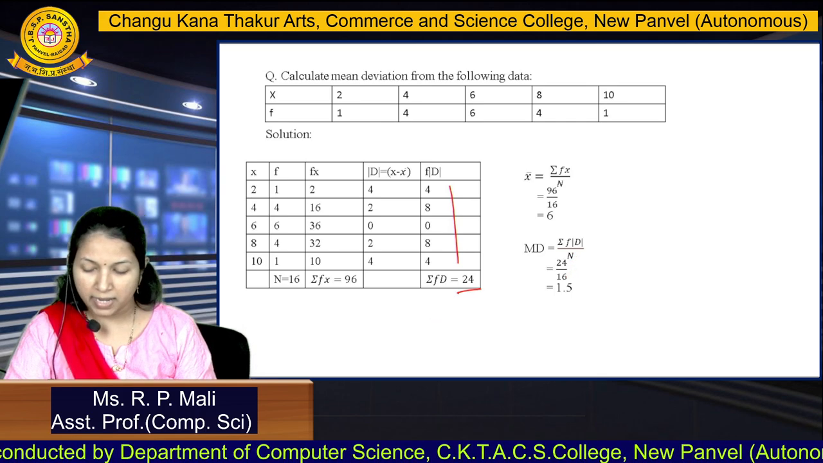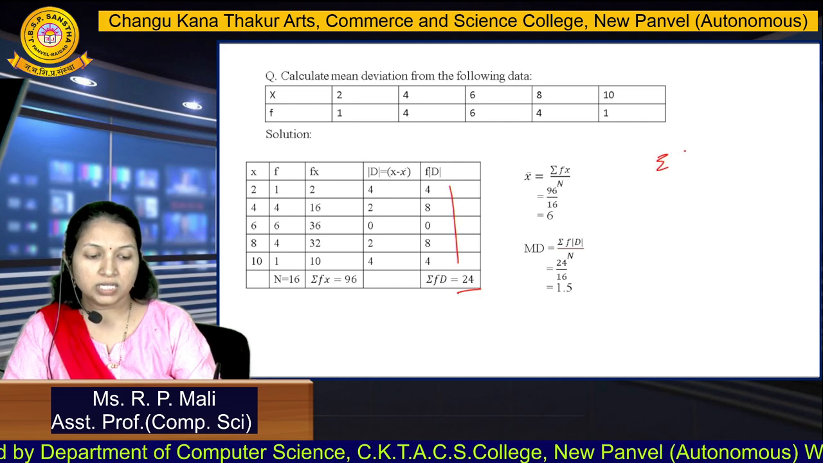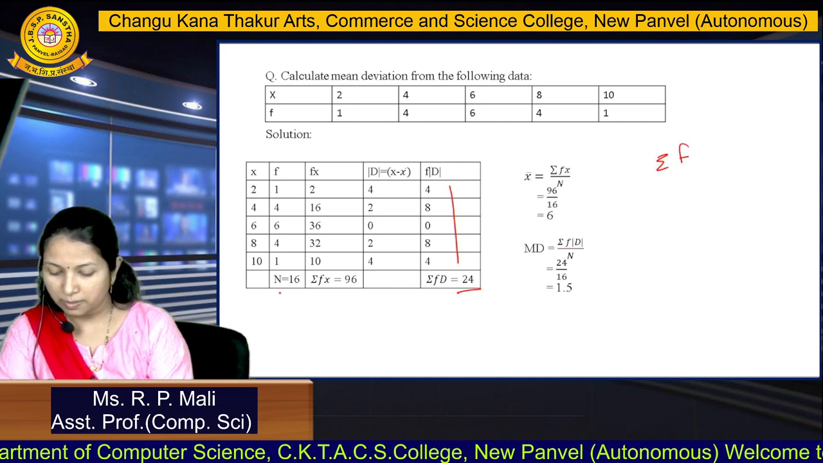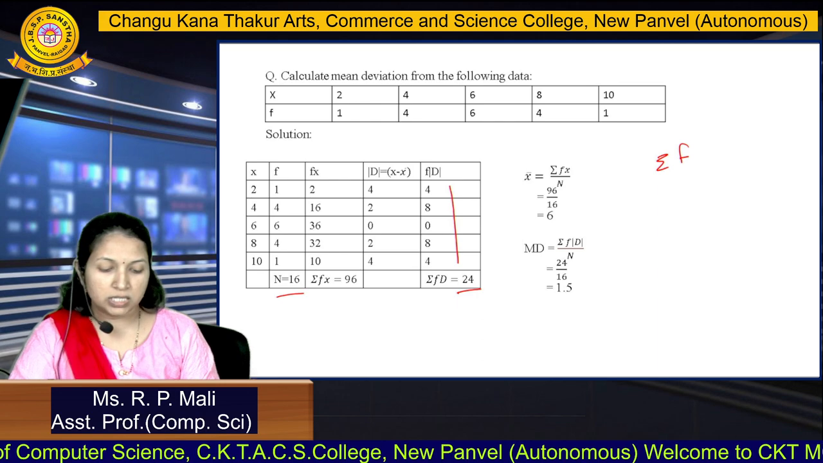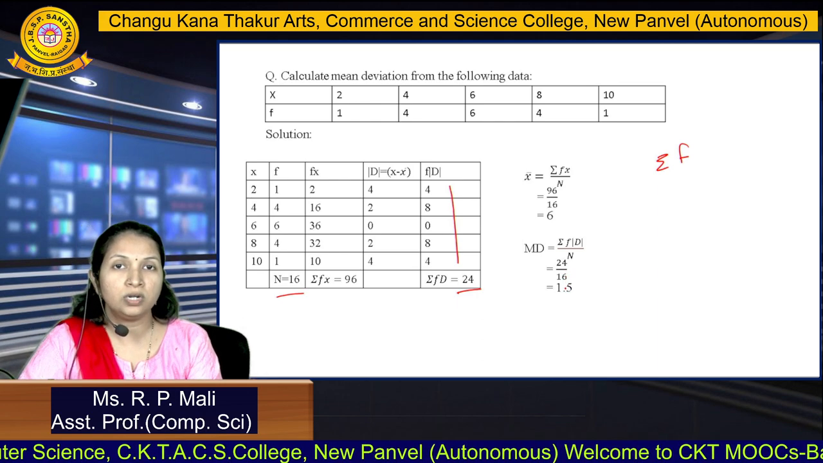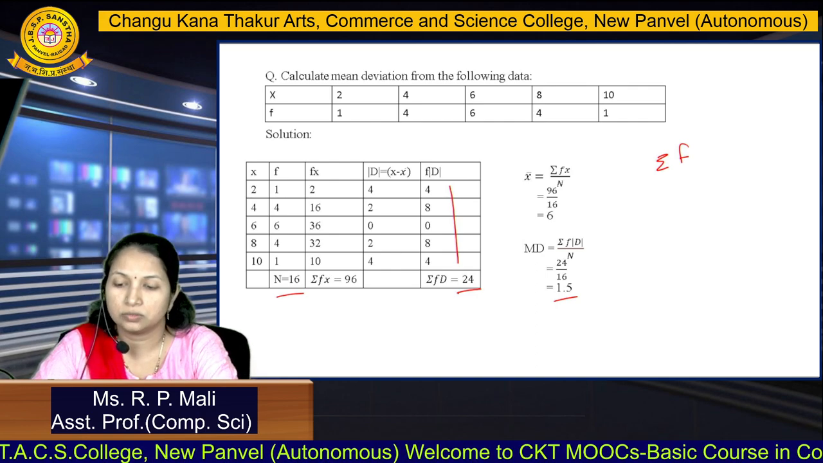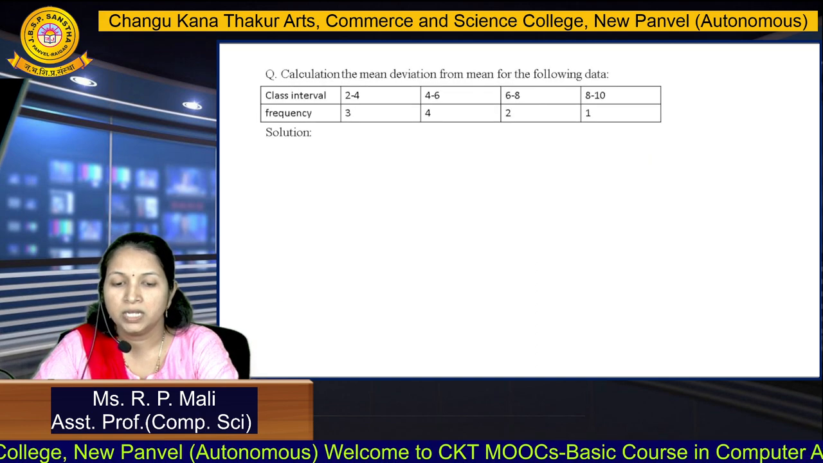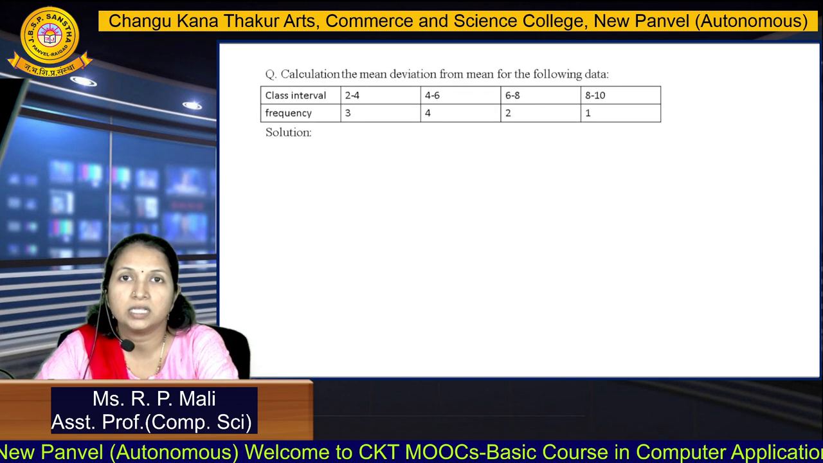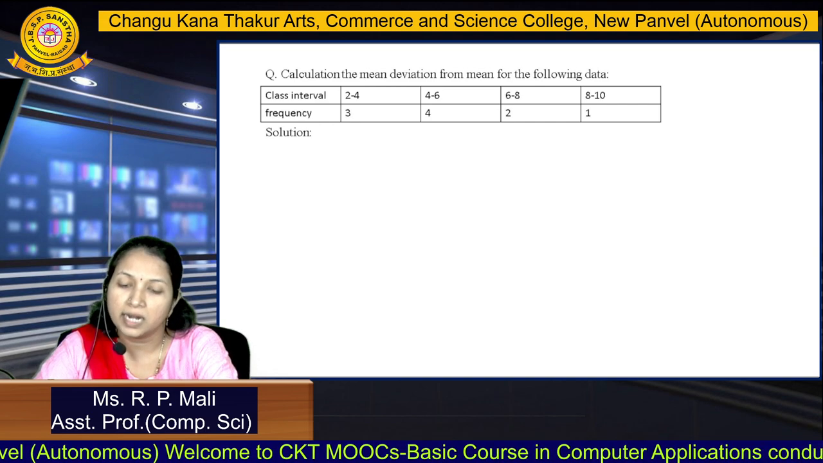Now, what do you mean by n? Here, n will be what? Your summation of frequency. The summation of frequency is what? 16. So, 24 divided by 16 is what? 1.5. This is your final answer for the mean deviation. Okay. Now, same way we are going to find the answer for your mean deviation for the continuous series.